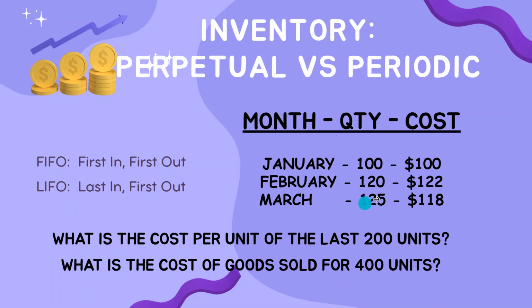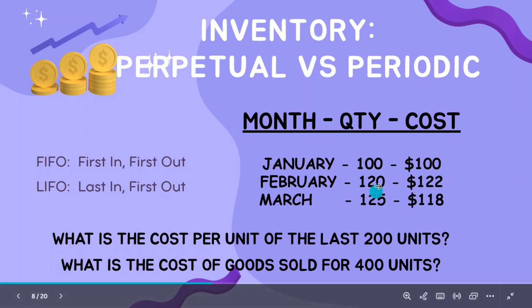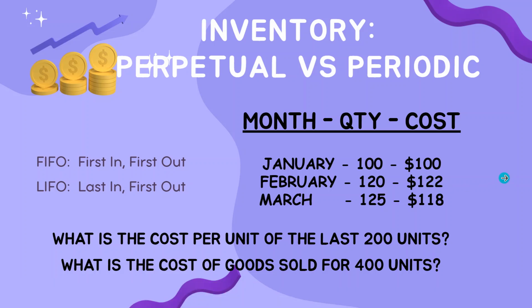Last in, first out would be the cost of goods that you sold, would be the opposite. So it's just going to be the opposite way. I hope that makes sense to you guys. If it does not, just let me know.